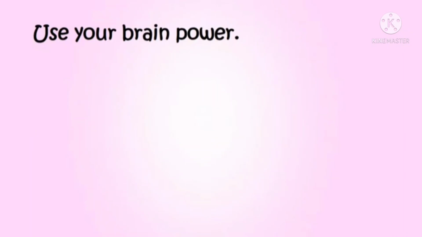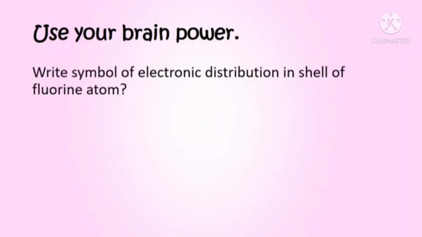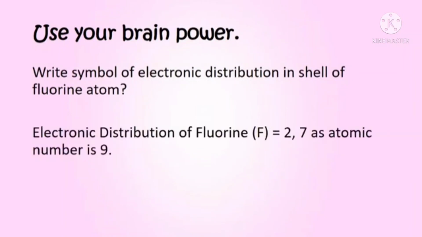Now the next question for using your brain power: write the symbol of electronic distribution in the shells of a fluorine atom. The electronic distribution of fluorine is 2, 7. Why is it so? Because the atomic number of fluorine is 9.